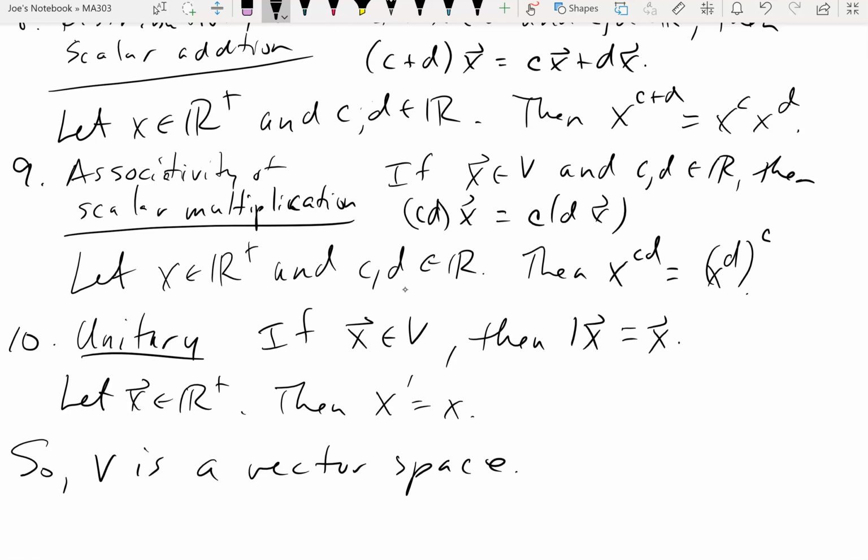What's an example of one where the unitary axiom fails? That was the example we did last time, where the scalar multiplication was double what your scalar was. Oh, yeah. So just say whatever the scalar was, double it. So that would make the axiom fail.